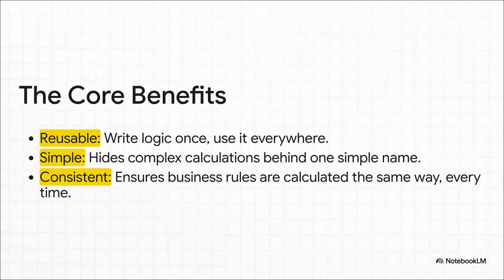I mean, the benefits here are huge. Your code becomes reusable: you write a complex rule just once, and then you can call it from 100 different places. It becomes simple: your main queries are no longer cluttered with all this messy logic. And maybe most importantly, it becomes consistent. Everyone on your team uses the exact same function, which guarantees that critical business rules get calculated the same way every single time.